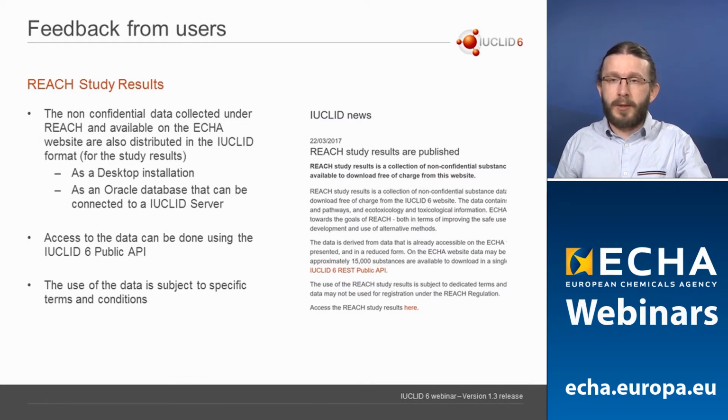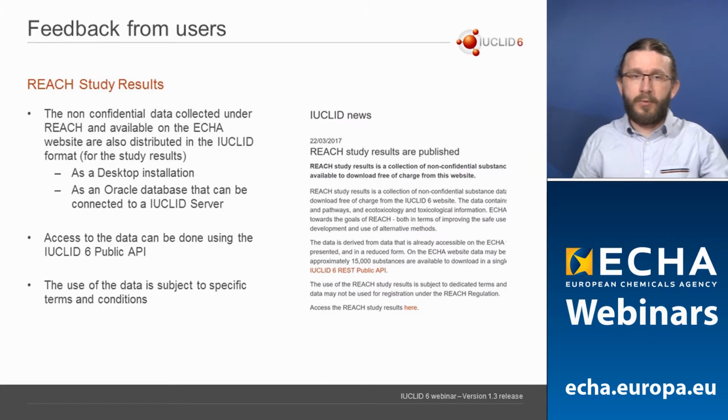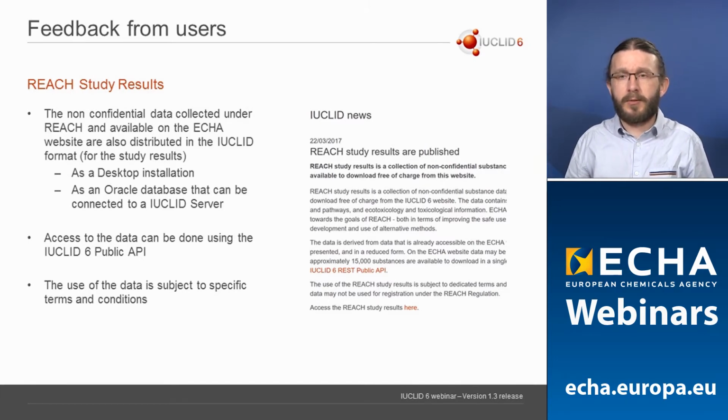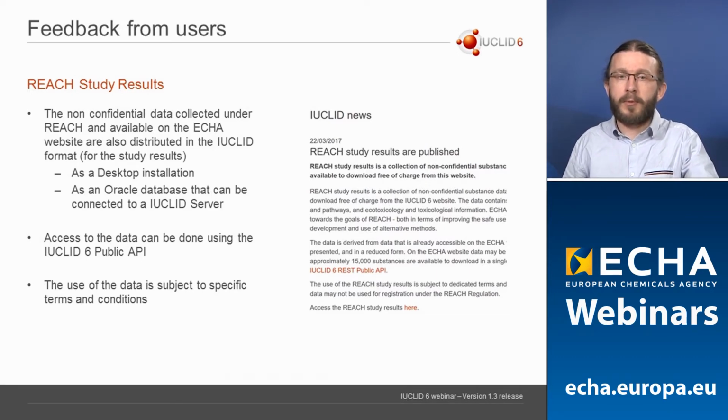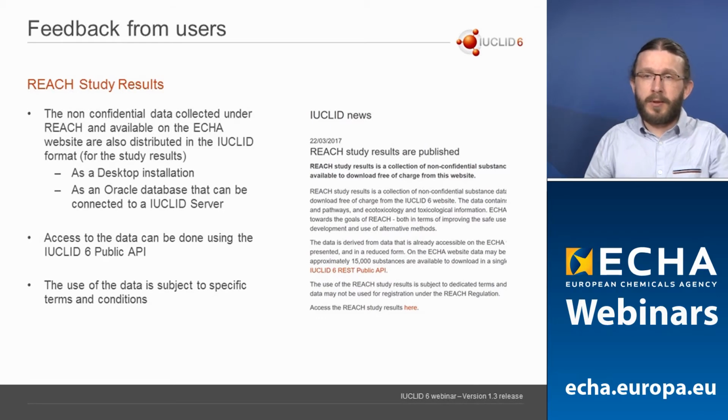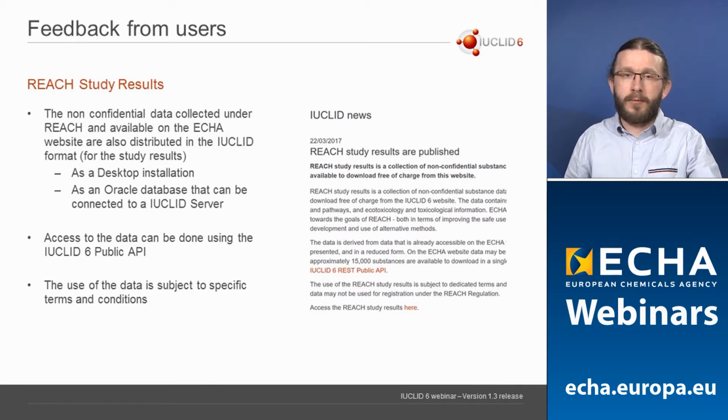This is now distributed as well as Euclid files in two ways: as a desktop installation. So this is a full Euclid installation that you can download, and that is pre-loaded with 15,000 dossiers for as many substances. The other way is to download an Oracle database that can be later on connected to a Euclid server. And depending on the use you make of the data, it might be convenient to access the data directly in Euclid using the user interface, or to access the data using the Euclid 6 public API.